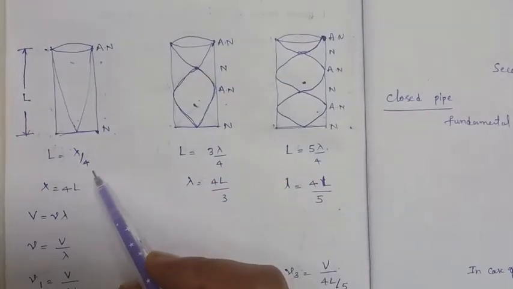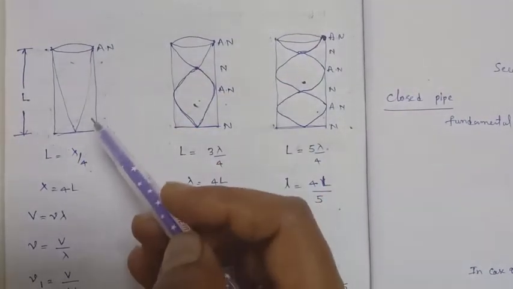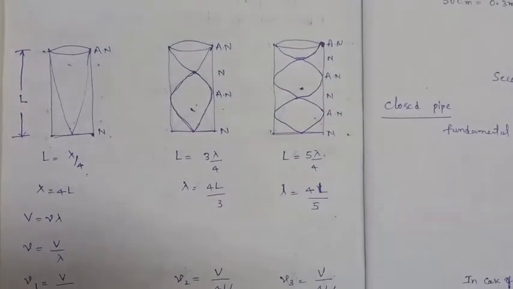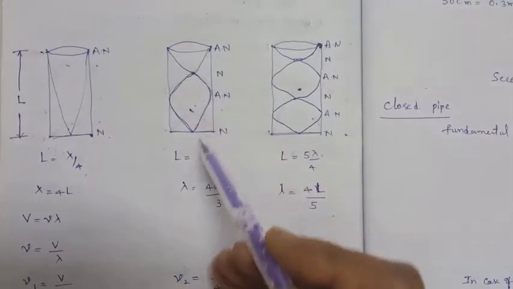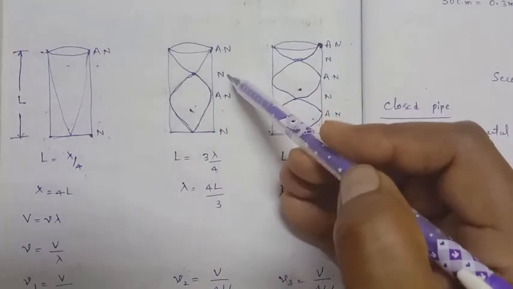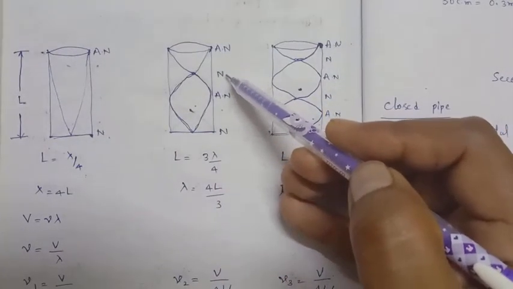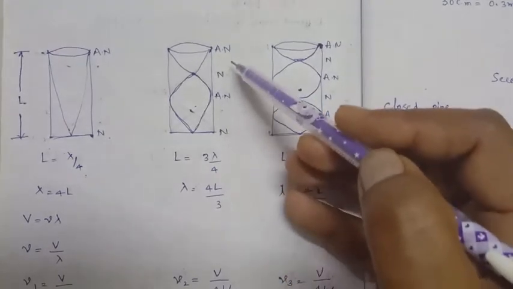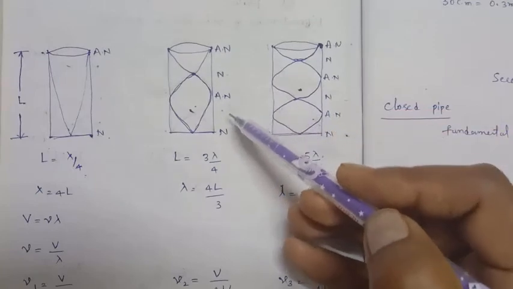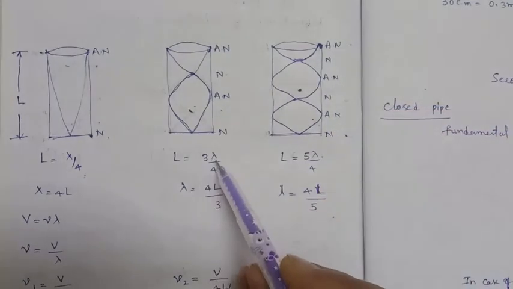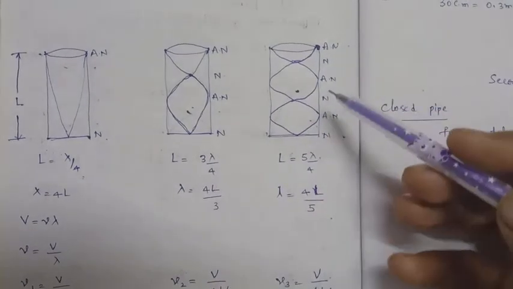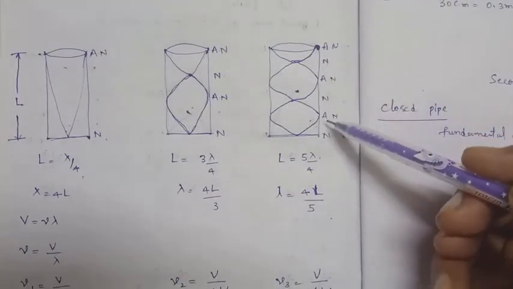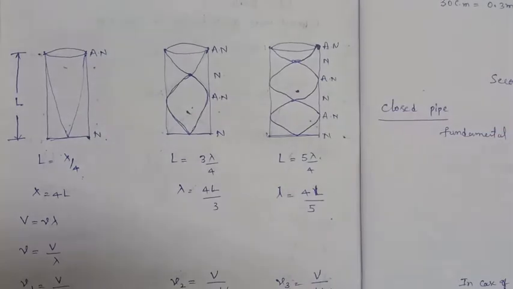Lambda by 4. So in case of the first mode of vibration, the length is equal to lambda by 4. In case of the second mode, from antinode to node is lambda by 4, and here again node to antinode and antinode to node. So lambda by 4, lambda by 4, lambda by 4, totally 3 into lambda by 4. In case of the third mode, 1, 2, 3, 4, 5, that means 5 into lambda by 4.